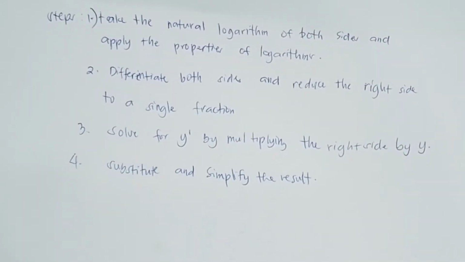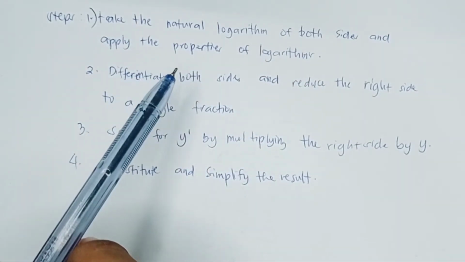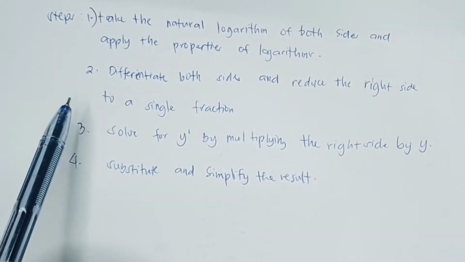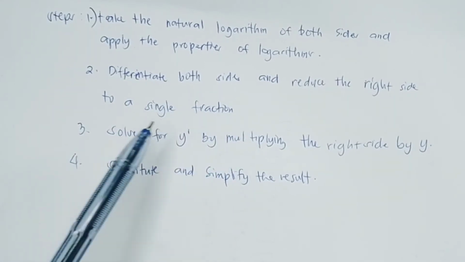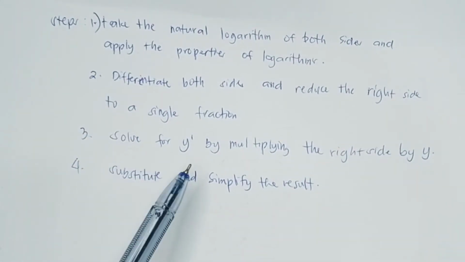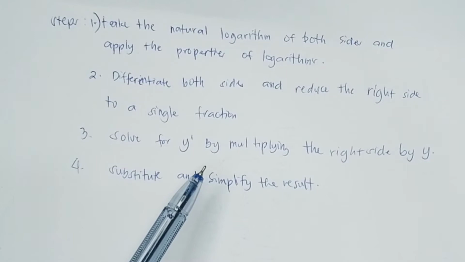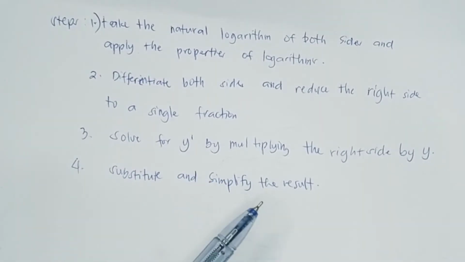Now, in deriving a logarithmic function, we must follow these steps. Step 1. Take the natural logarithm of both sides and apply the properties of logarithms. Step 2. Differentiate both sides and reduce the right side to a single fraction. Third, solve for y prime by multiplying the right side by y. And finally, substitute and simplify the result.